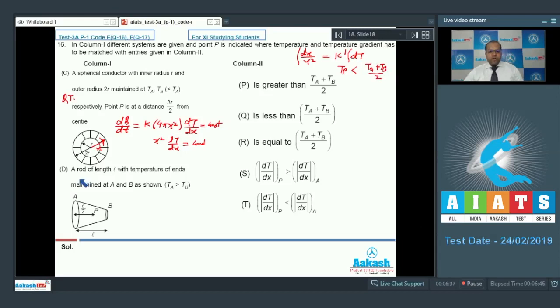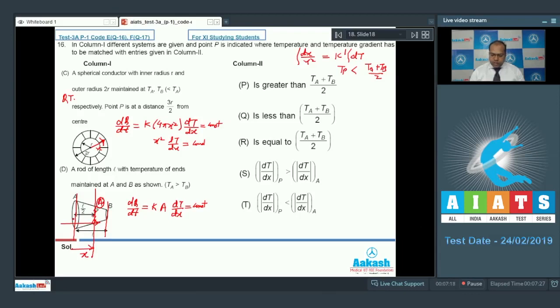In entry D of column 1, a rod of length L with the temperature of ends maintained at TA and TB as shown, TA is greater than TB. So in this case also, if this end is maintained at temperature TA and this end at temperature TB, then the rate of heat flow dQ by dt can be written as K times A. So suppose I am considering a cross-sectional area at this x, then I write A into dT by dx. So again the rate of heat flow through each cross-section is the same, that is constant.